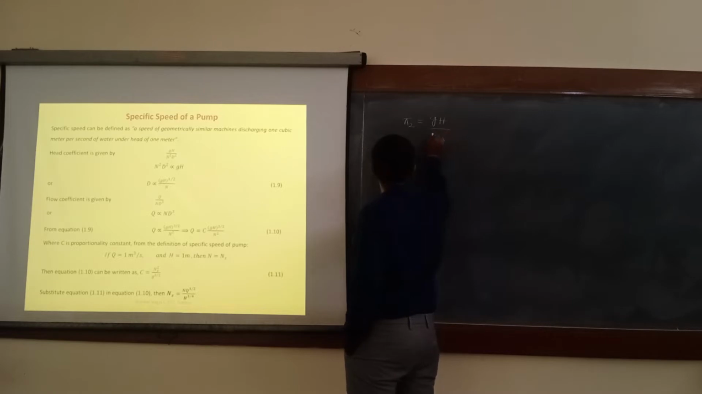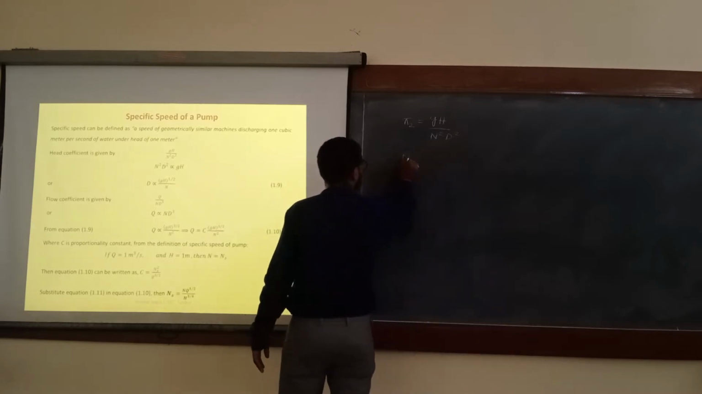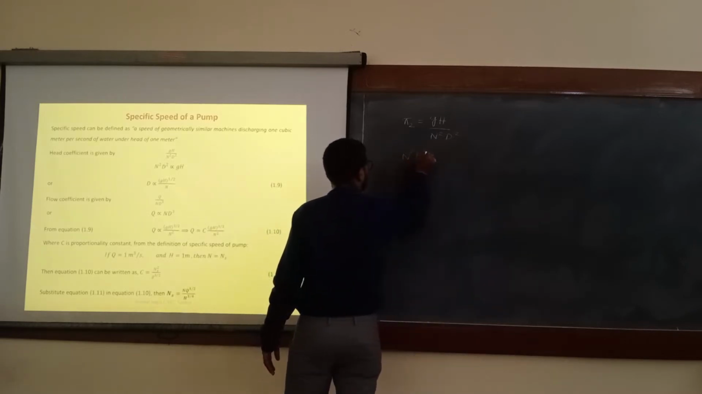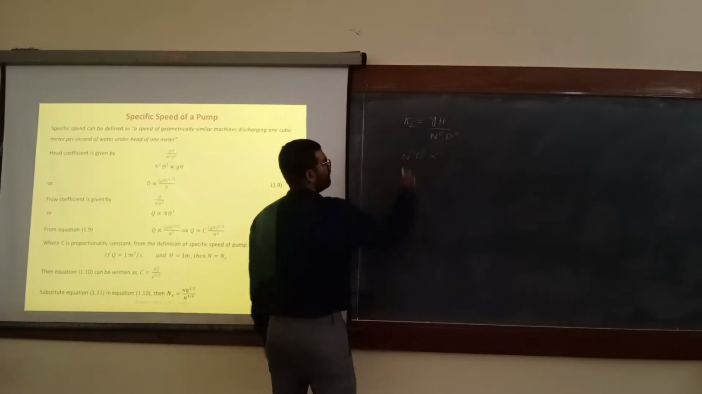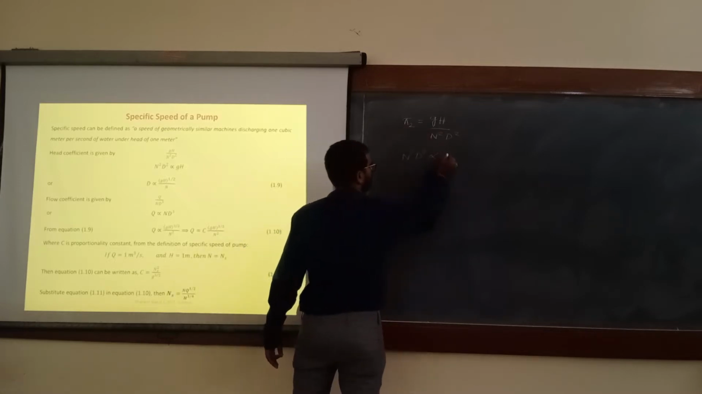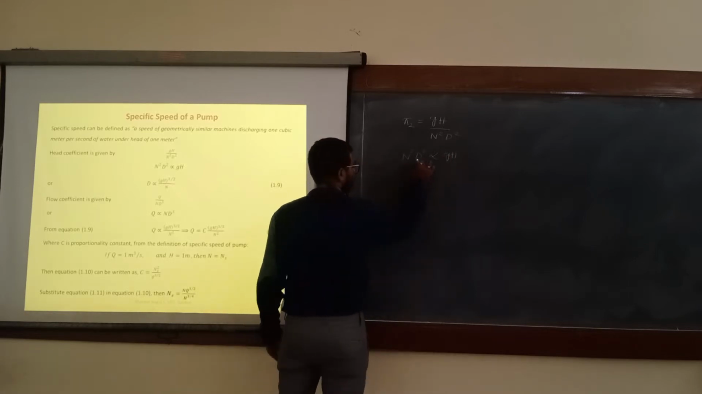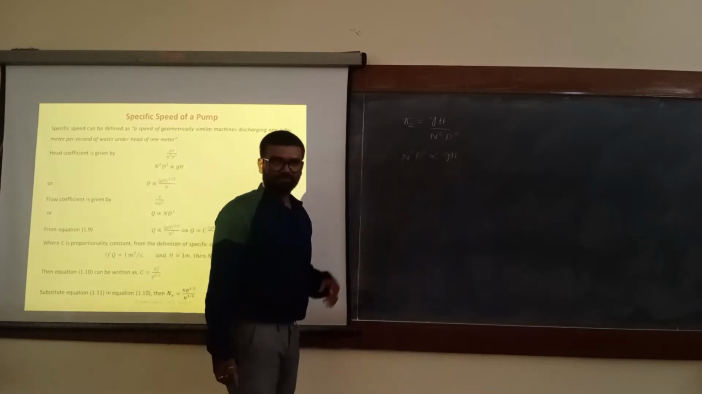GH by N square D square. Or you can write it as N square D square is directly proportional to GH, where phi 2 is a constant. This equation we have to express in terms of D.